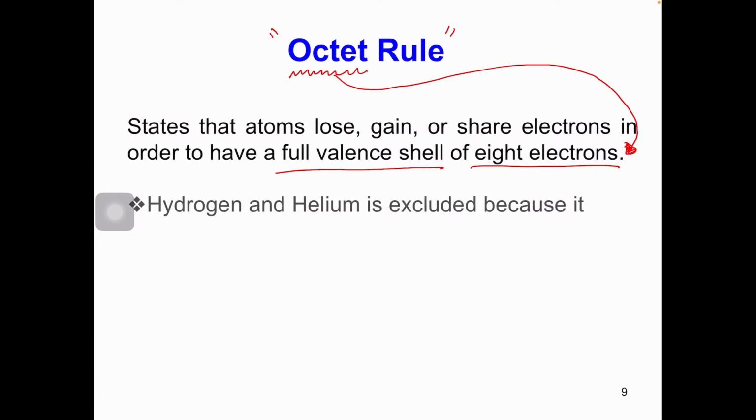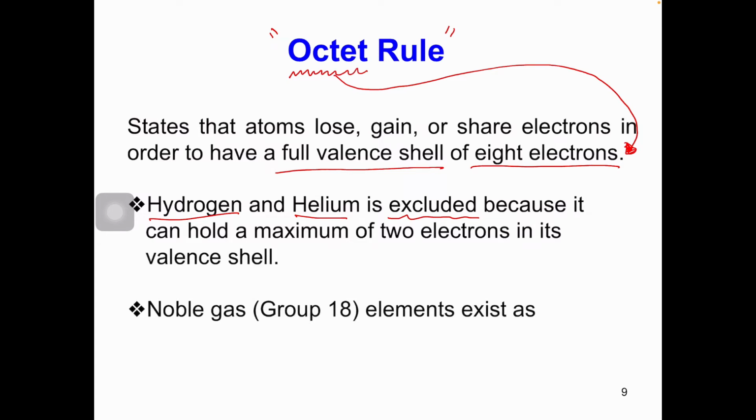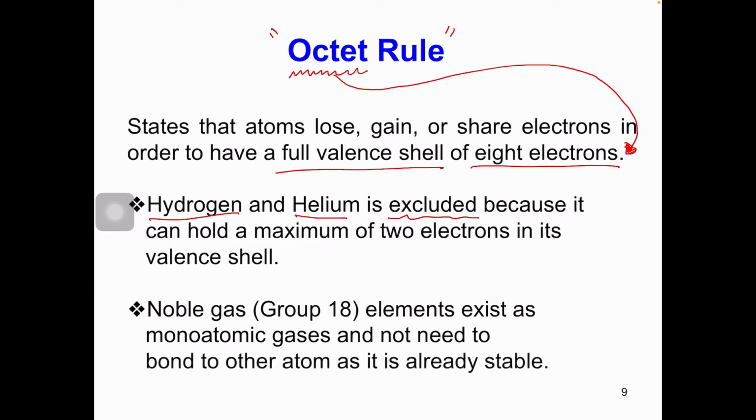Alright. So hydrogen and helium, these two elements are excluded because it can hold maximum up to 2 electrons sahaja. So hydrogen tak perlu octet 8, as well as helium doesn't have to follow the octet rule sebab dia maximum 2 electron in the valence shell. Okay, noble gas, which is group 18, element exists as monoatomic gas and do not need to bond to other atom as is already stable. As we know, noble gas dia tak perlu bergabung ataupun donate elektron dia in order for it to be stable sebab dia dah cukup octet dah kalau kita notice dia punya valence electron.